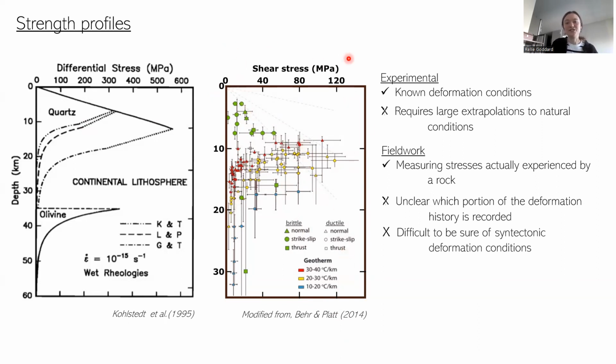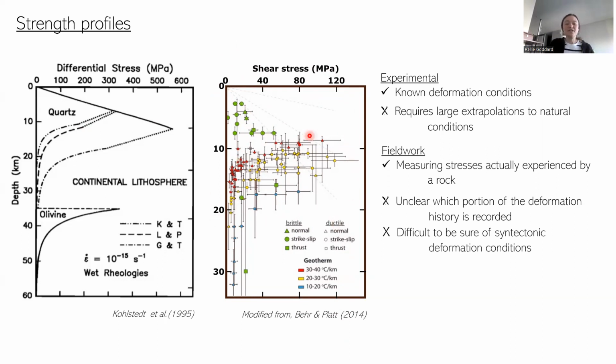So again, you've got shear stress on the x-axis and depth on the y, and we can see that we get much more realistic stresses from these samples because we're actually measuring what's out there in nature. But there are problems posed with this method as well, which I'll go into in more detail. But the main one is that you're not actually sure which portion of the deformation history you're recording because we're obviously not controlling that when you're looking at natural samples.